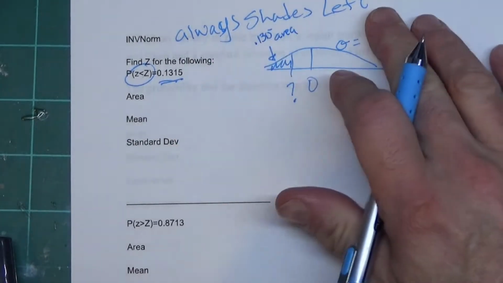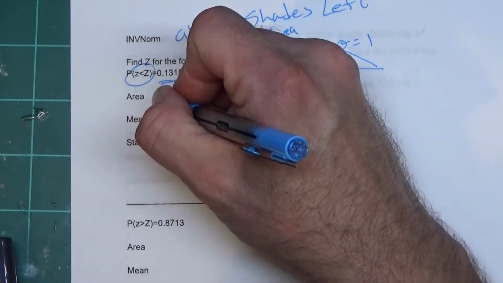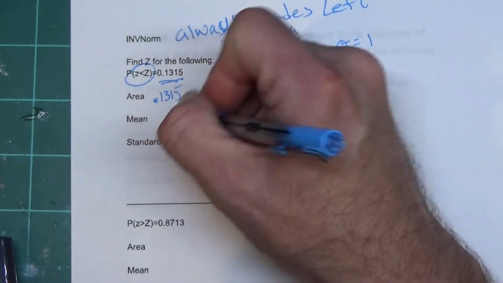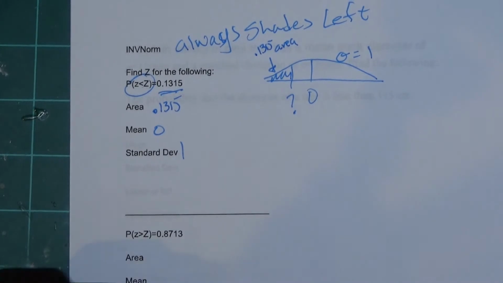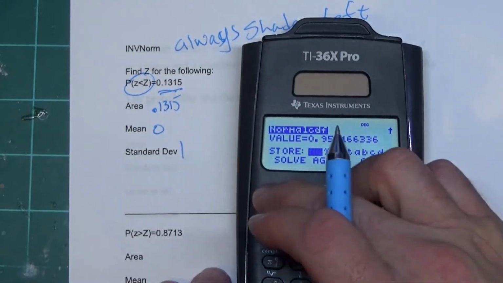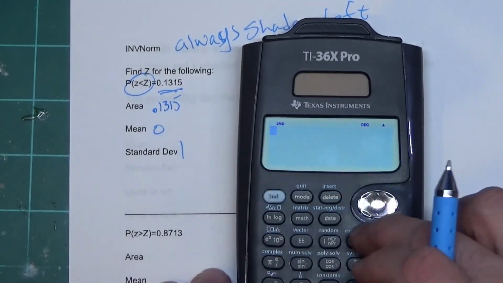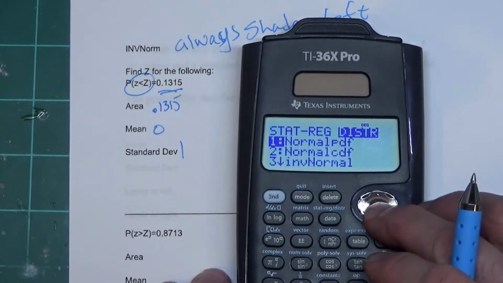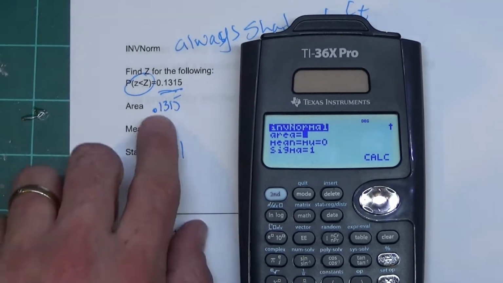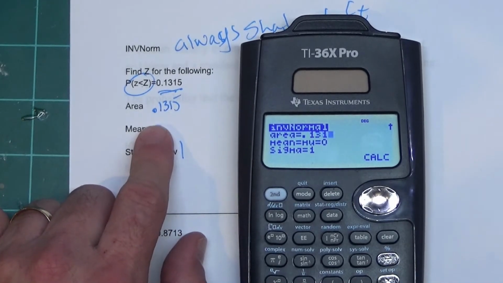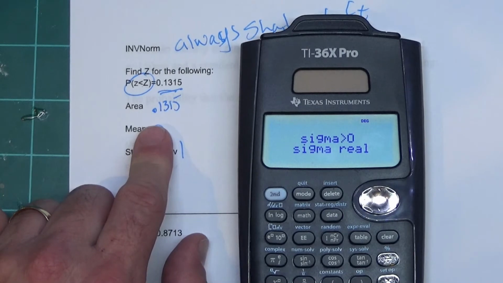Now keep in mind, it's always shaded left, and this is shaded left, so my area can be 0.1315. My mean will be 0, my standard deviation will be 1. So I'm going to get my calculator here. We're going to hit second data, go over to DIST. This time I'm going to inverse norm. We're going to tell it the area is 0.1315. Our mean is 0, our standard deviation is 1.